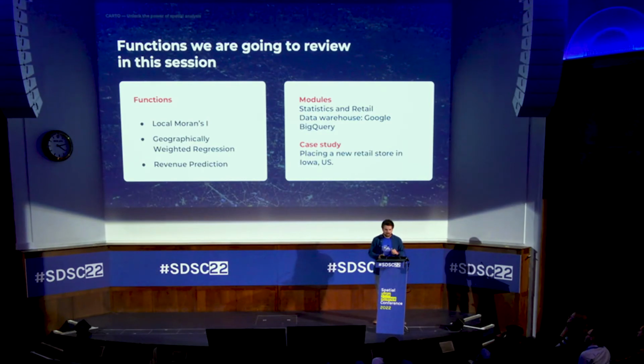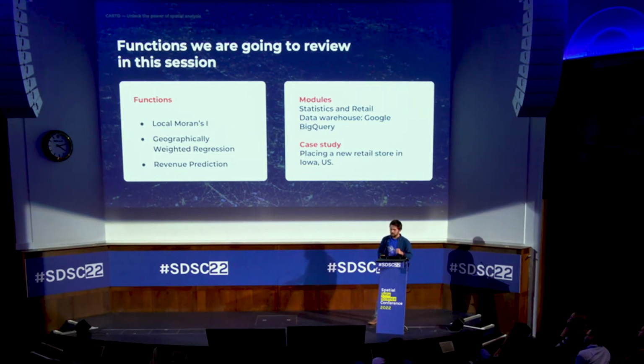Now, in this session, I wanted to present a couple of the things we have in the Analytics Toolbox. Basically, three functions: local Moran's I and geographically weighted regression, these two belonging to the statistics module. And last, I will talk about revenue prediction, which is a set of functions used to make predictions for a new store given some other data.